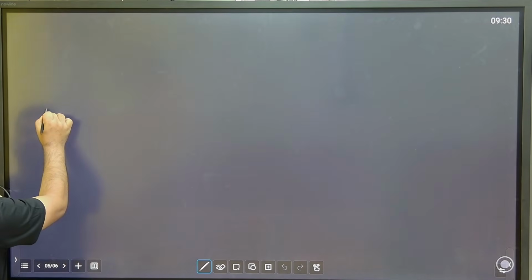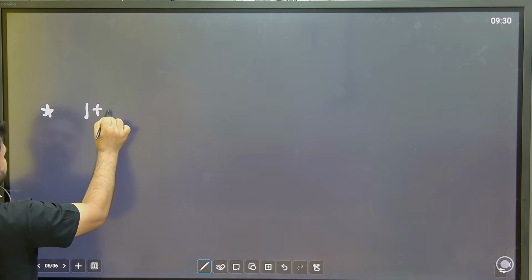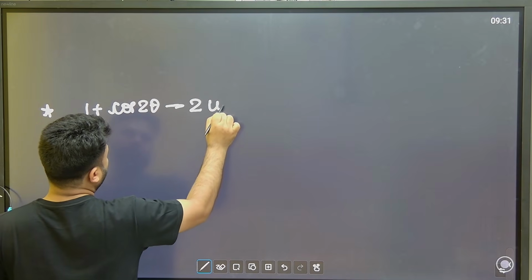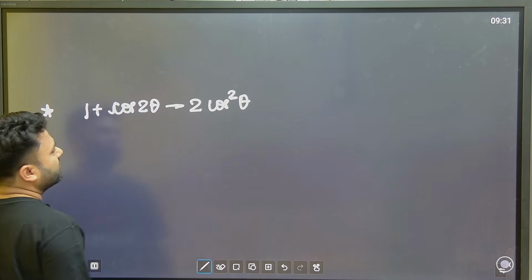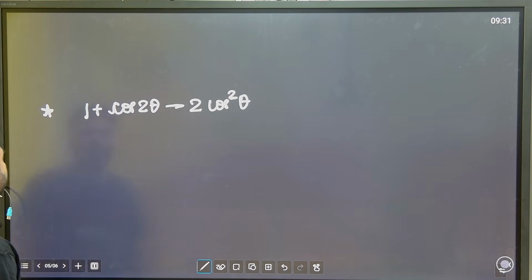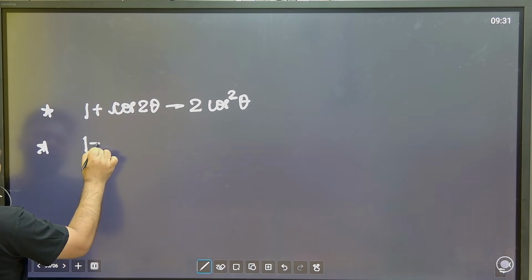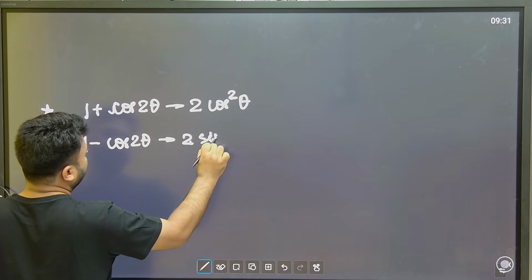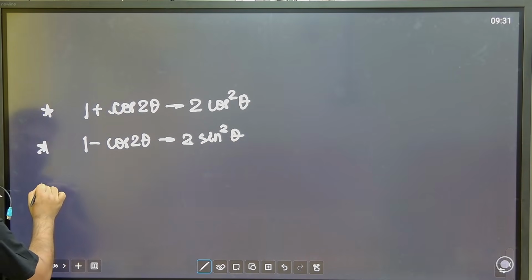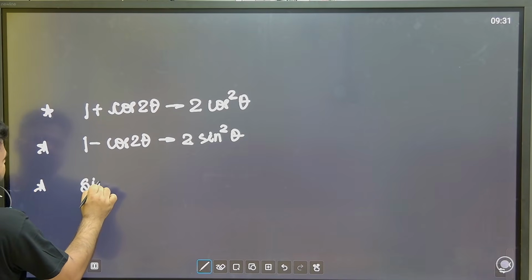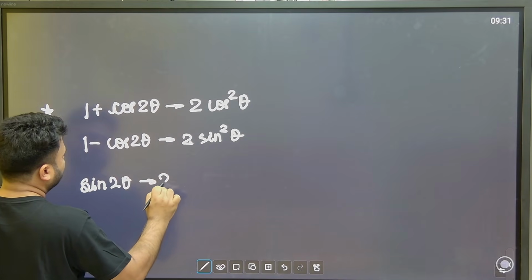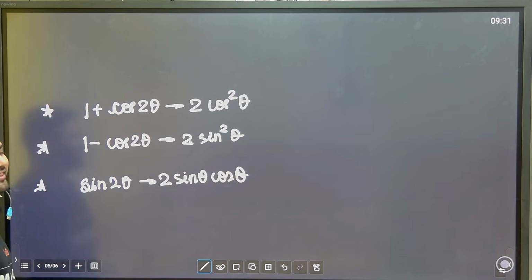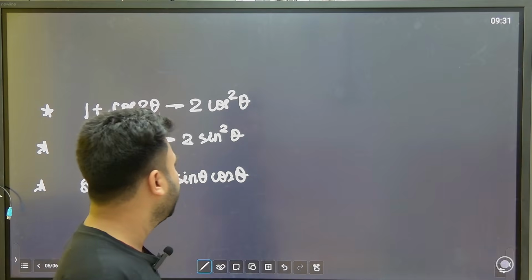Next important concept is this formula: 1 plus cos 2 theta equals 2 cos square theta. This formula you need to remember. 1 minus cos 2 theta equals 2 sin square theta. This formula is important. And sin 2 theta equals 2 sin theta cos theta. These three formulas are very important. Okay, see how to use.